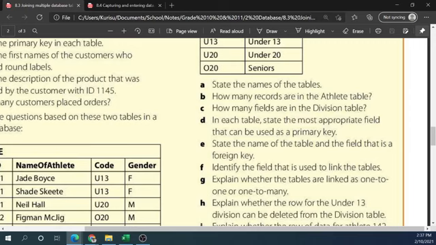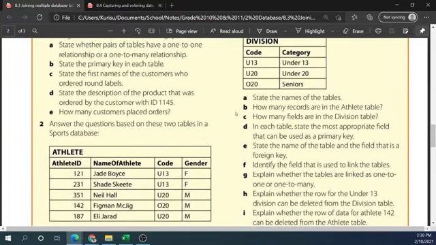Sir, you won't be able to delete it because there's still information that has a relationship with code in the athletes table. So if you delete that, there's still going to be information in the athletes table, so it's not going to be accurate. You'd have to remove the information in the athlete table that says under 13, and then you would be able to remove the under 13 in the division table. Very good. So in a nutshell, can we delete under 13 from the division table? Yes or no?